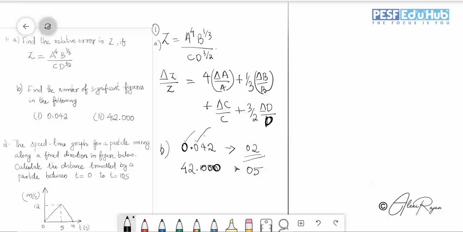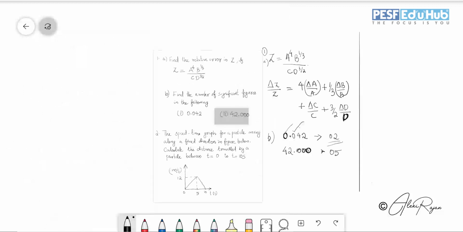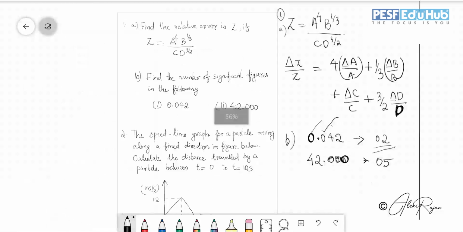So this is given as the first question. The first sub question has 2 significant figures, and the second sub question has 5 significant figures. Okay, so this is about the first question. Now moving on directly to the second question.